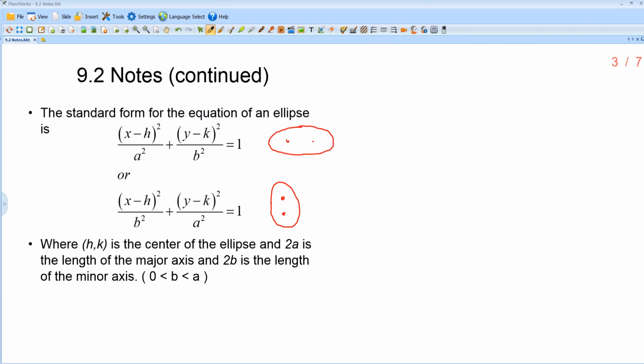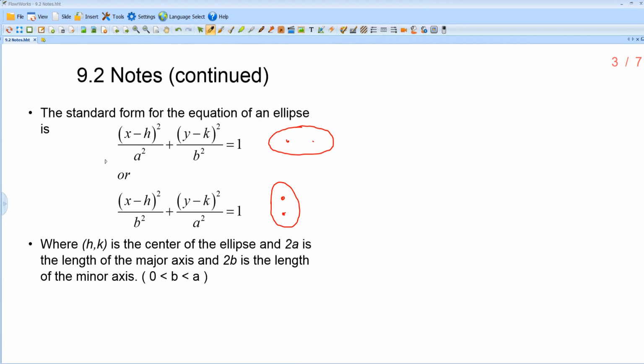Now, h comma k, just like everywhere else, represents the center. In this case, it is called a center. It's not called a vertex. So h comma k is the center of the ellipse. Whatever I get for a, twice a is the length of the major axis, the major axis being the longer one, and twice b is the length of the minor axis, where b must be between 0 and a. This sort of naturally would occur. That's just telling us that the minor axis has to be smaller than the major axis, but can't be 0 or negative.